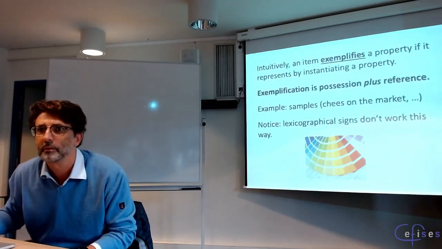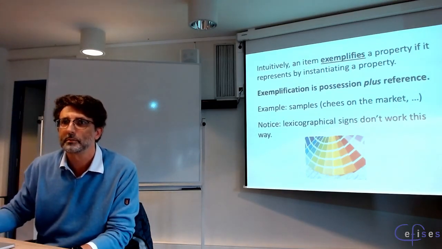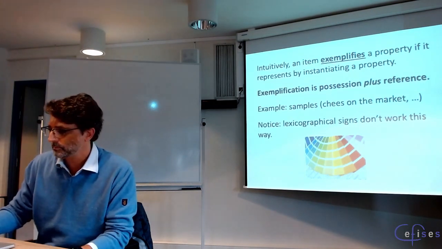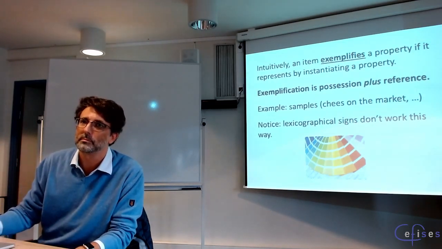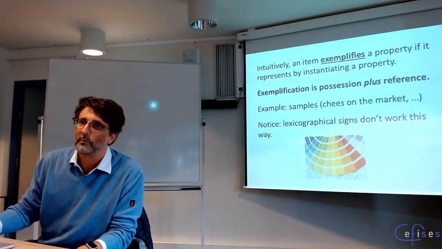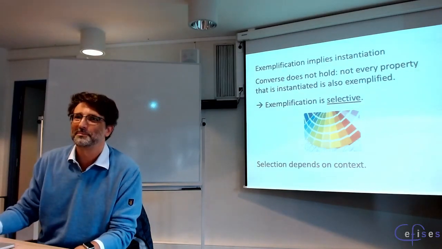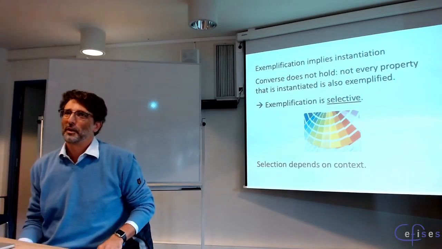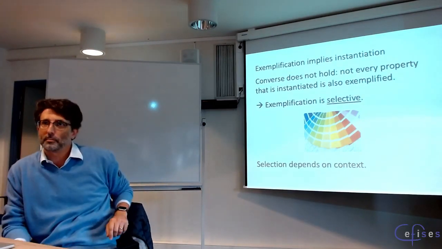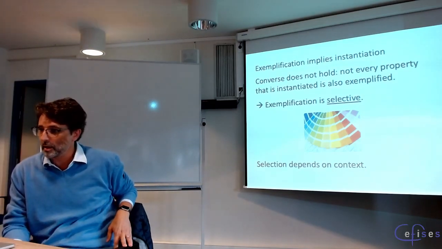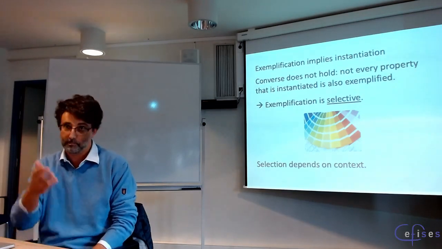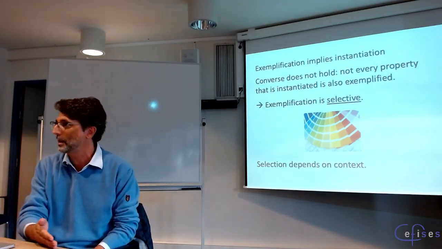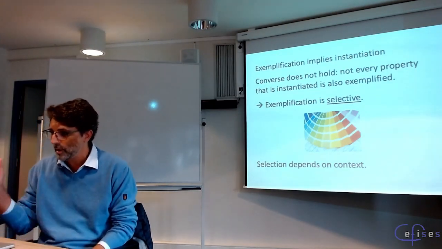Excuse me, I think that you should say by instantiating the same property. Because drawings, for example, instantiate properties. And some properties of Margaret Thatcher are exemplified by the drawing, but some properties of the drawing do not correspond to properties of Margaret Thatcher. Some of them do, but not all. You anticipated the slide, yeah. So it's sameness, but the crucial point, and I think that's exactly the point you're making, thank you, is that exemplification is selective in the sense that exemplification implies instantiation, but not vice versa. So, as you said, not every property that is instantiated is also exemplified. So exemplification is highly selective.